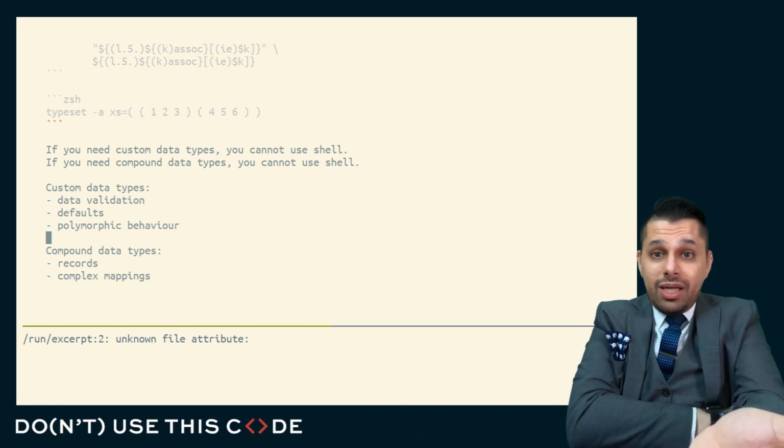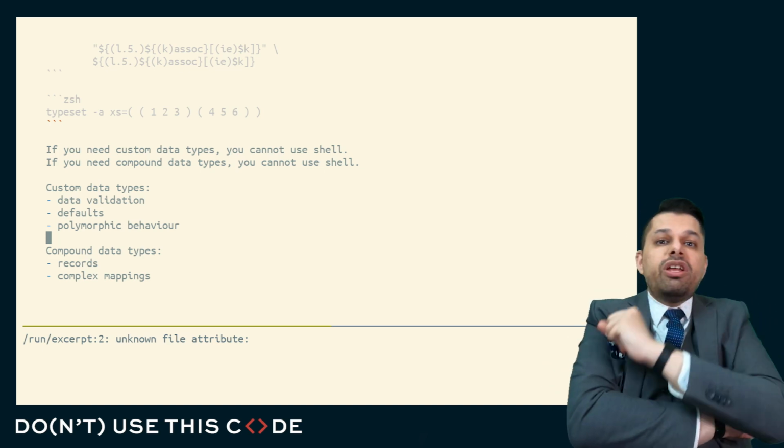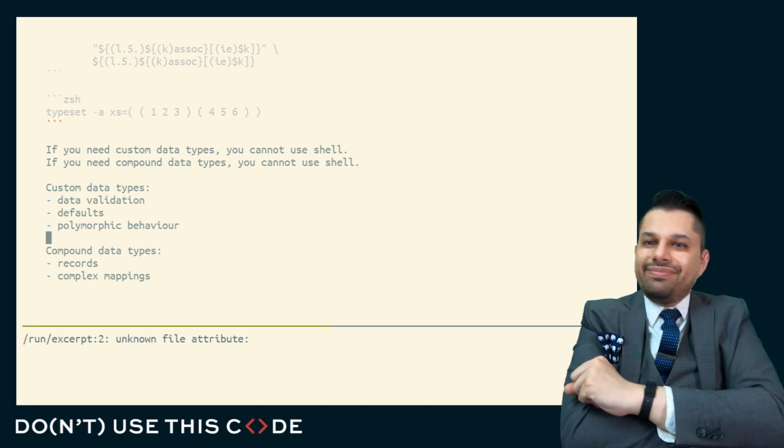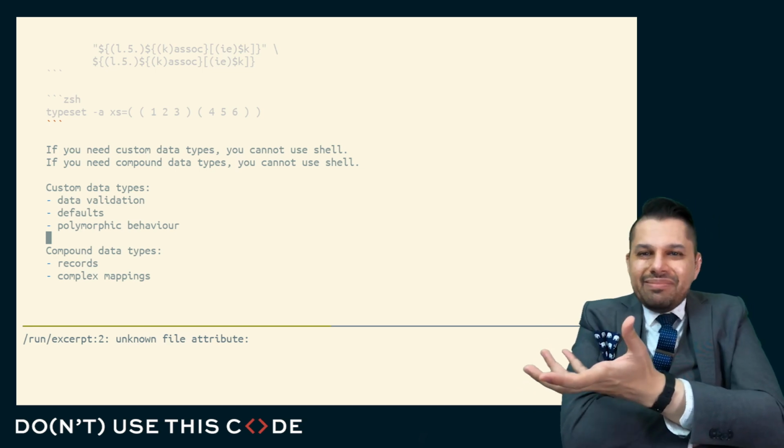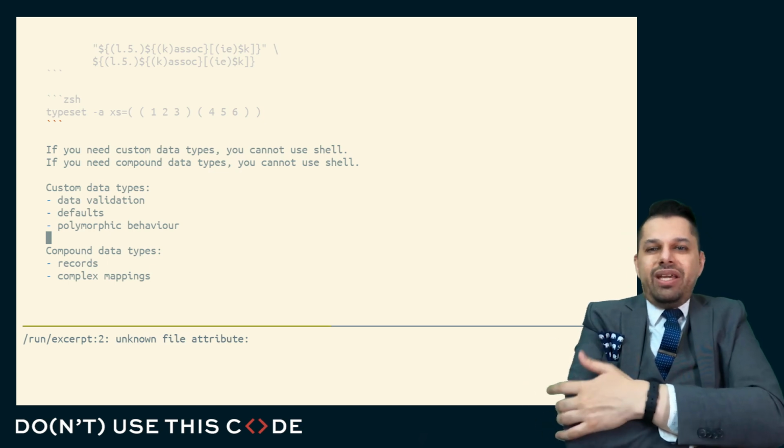In fact, the Python standard library has the ipaddress module. You don't even have to do it yourself. It's already been done for you. Very tricky to do in shell. Defaults: yeah, okay, no. Can't do that in shell. You can't have a custom data type.